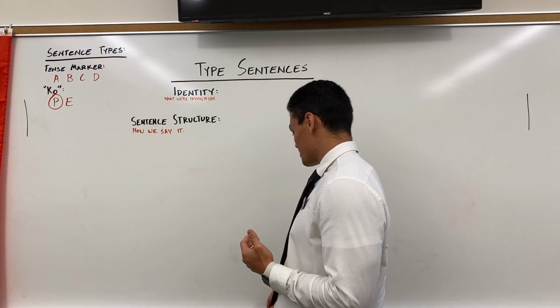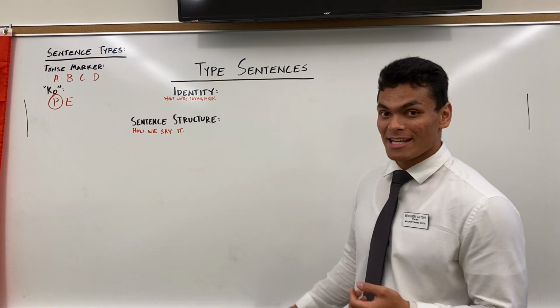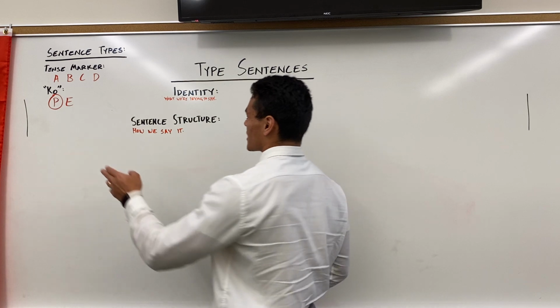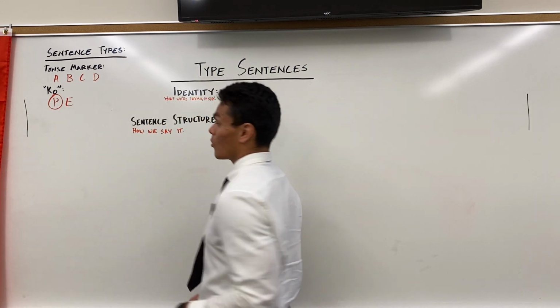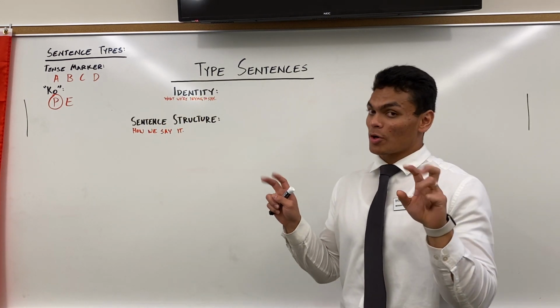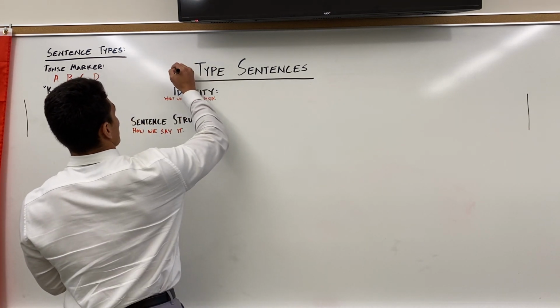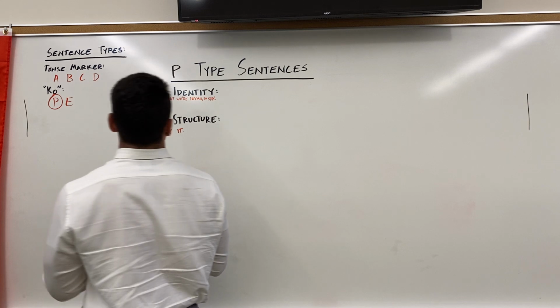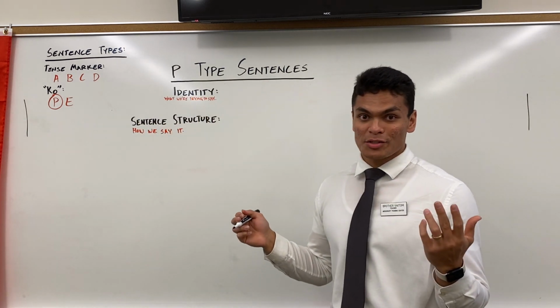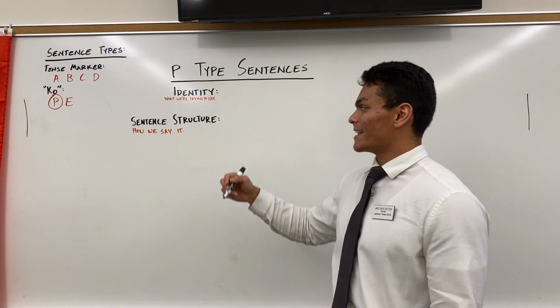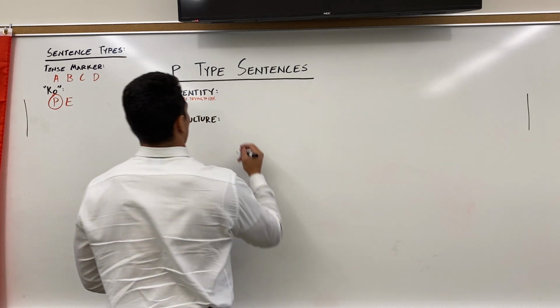Today we're going to be talking about another sentence type. Today we're going to be talking about P-type sentences, or our equative or go-type sentence, right? So I'm going to write that up here. P-type sentences. And so, as usual, we're going to start with our identity. And our identity is simple.